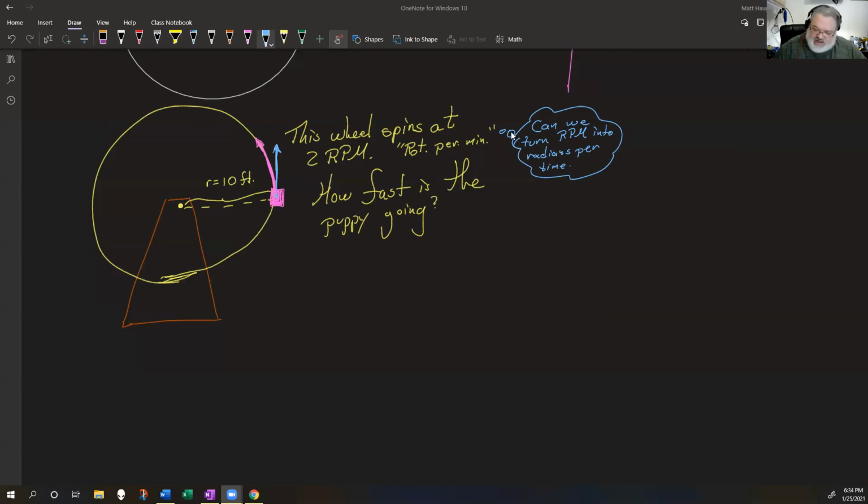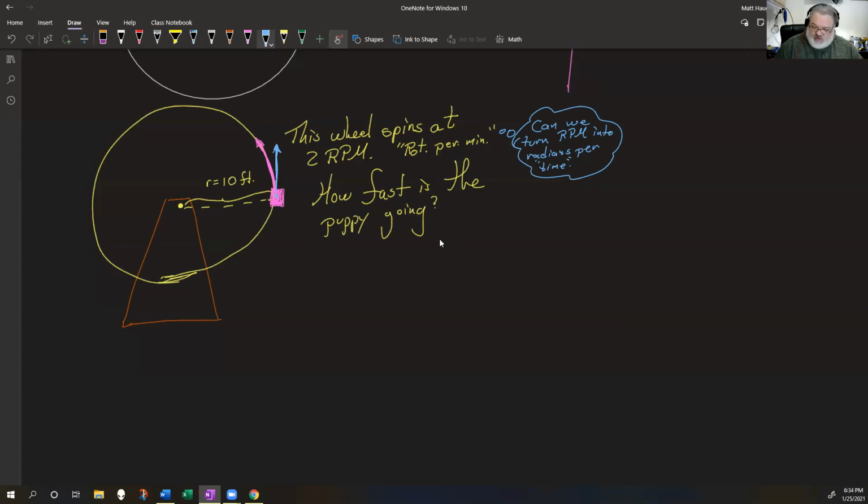Now, I keep saying radians per time. Why do I keep saying per time? Couldn't time be anything? It could be radians per minute, radians per hour, radians per whatever's handy, whatever unit you want it to be in. Since we're given this information in minutes, we could certainly do it in radians per minute. It kind of depends on what unit we want for how fast this puppy is going, though.